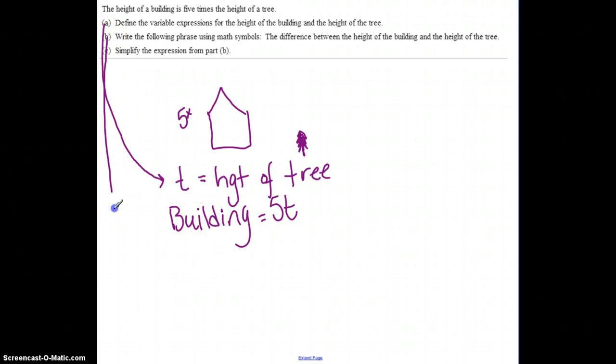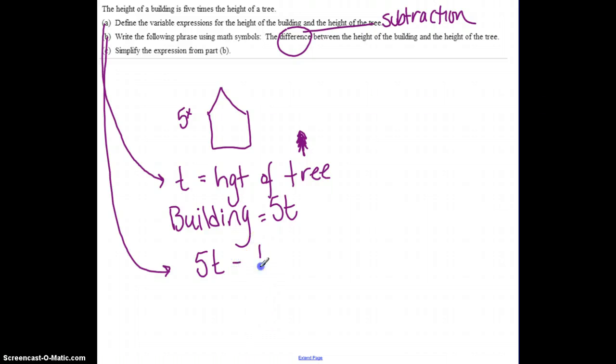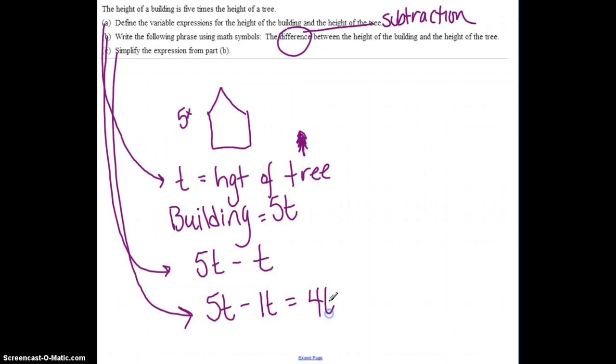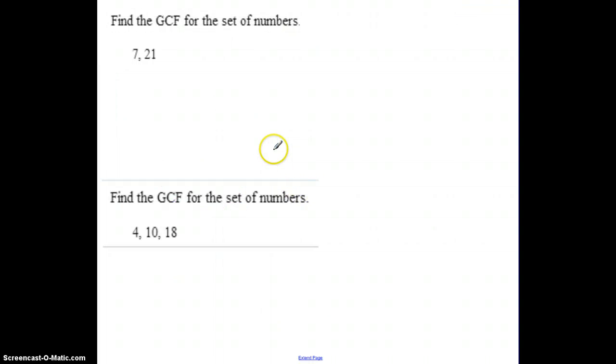Now it says here for B, write the difference. So remember, anytime we're dealing with the word difference, you think of subtraction. So that means if I want to know the difference between these two, do 5t and I'd have to subtract the height of the tree. Now if it asks us to simplify, I'm going to add a 1 here with that t. If I simplify it, it would just be 4t. Just subtracting like terms.